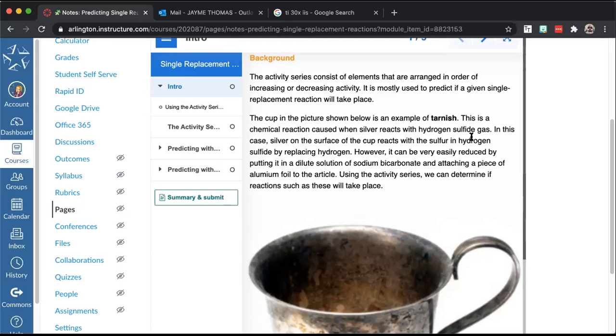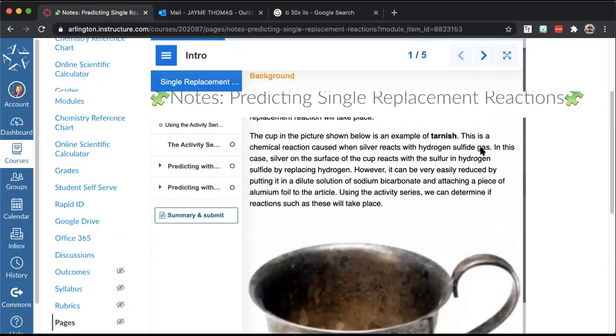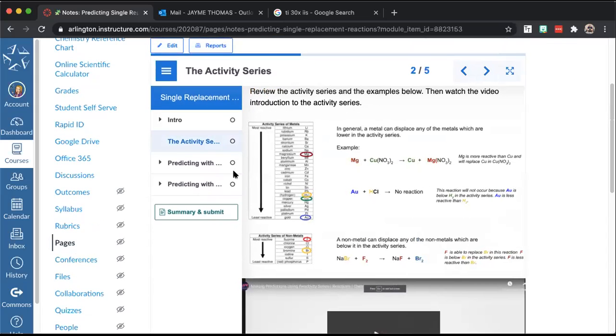Okay, so how do we figure out if a replacement reaction will take place? We use this thing called the activity series, and that's what we're going to focus on today. When you go to the next page, these are small versions. When you get to the next couple pages, you're going to see these a little larger. There's an activity series for metals, because metals can only replace metals. And then there's one for our non-metals.